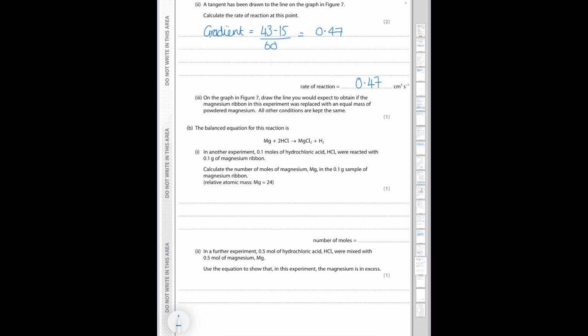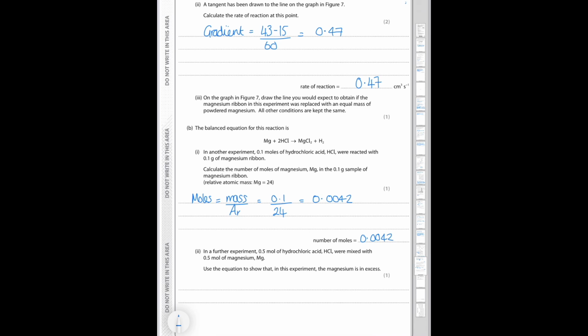So to calculate the number of moles, moles is the mass divided by the molecular mass or the atomic mass. So here we would have 0.1 divided by 24, which is the relative atomic mass, and if we calculate that out, we get an answer of 0.0042. So we write our answer in here.